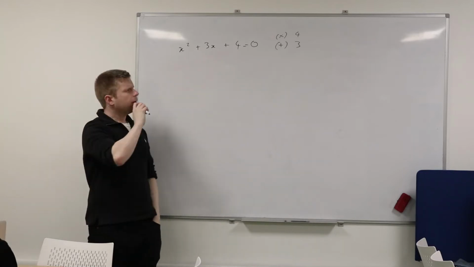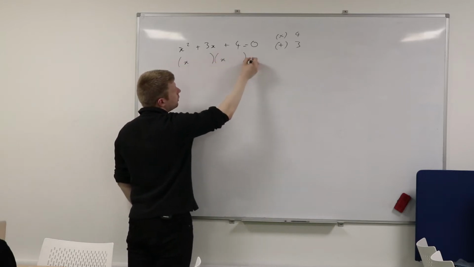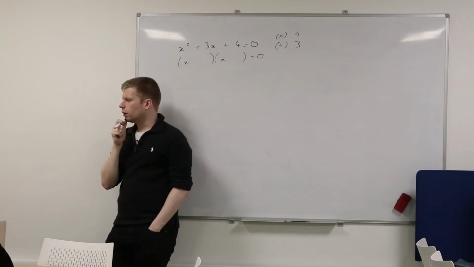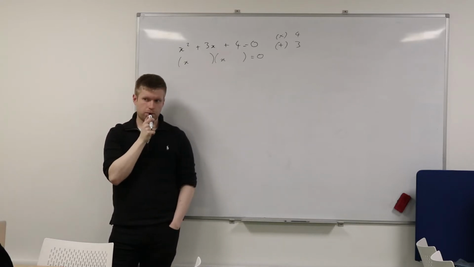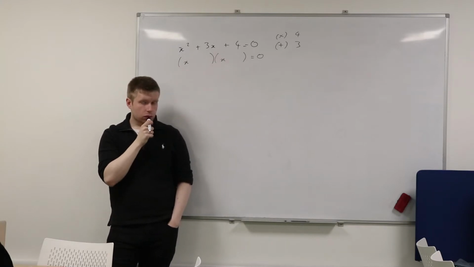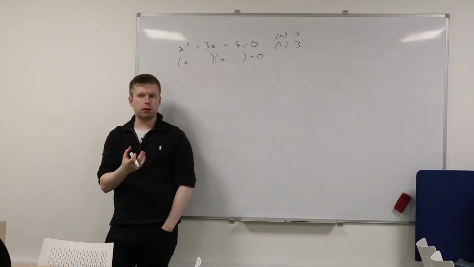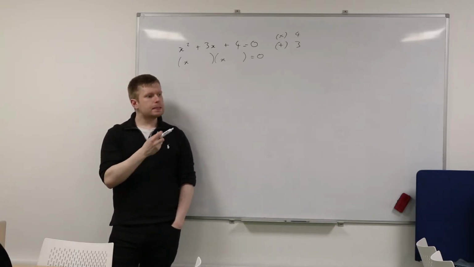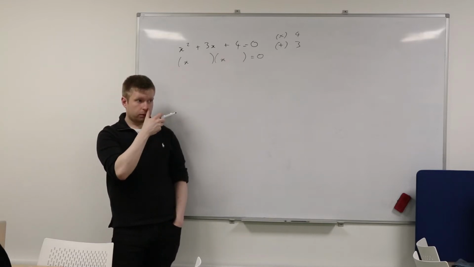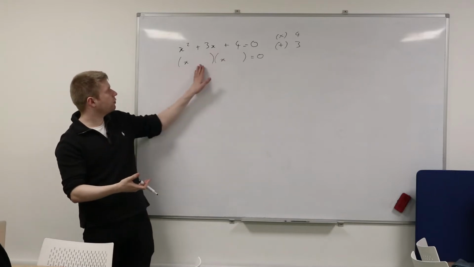So I set up my brackets. What two numbers multiply together to make 4 and add together to make 3? 3 and 1? No. 4 and 1? Well, 4 times 1 makes 4, definitely, but 4 plus 1 doesn't make 3. There are no two numbers. It doesn't mean there aren't any two numbers, it's just that there are no nice rational numbers which would fit here and here.